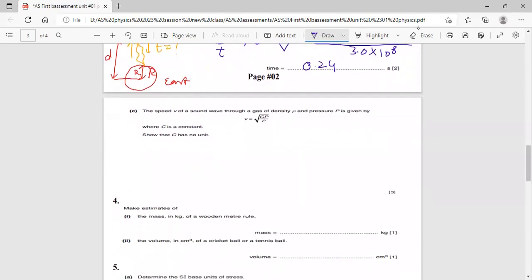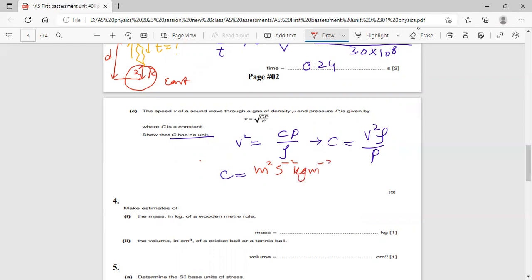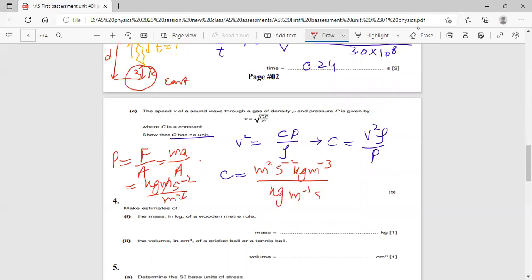Okay, the next is quite easy. You have to show that C has no unit. So the first thing is to take the square on both sides and then make C the subject. So it is v squared rho over P, and then fill in all the units. So speed squared is m^2 s^-2, density is kilogram per meter cubed, and then pressure is force over area. Force is ma, so it is kilogram meter per second squared over meter squared. One meter is gone, so it is kilogram per meter per second squared.